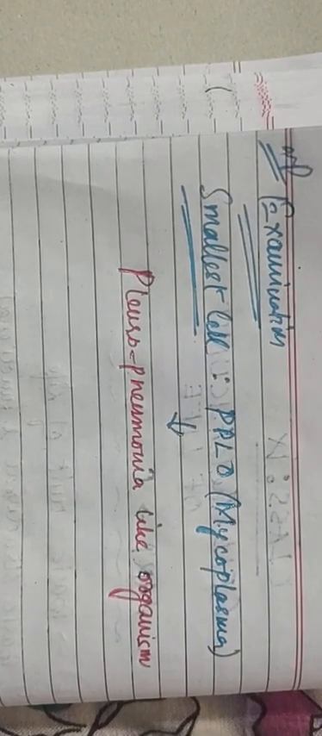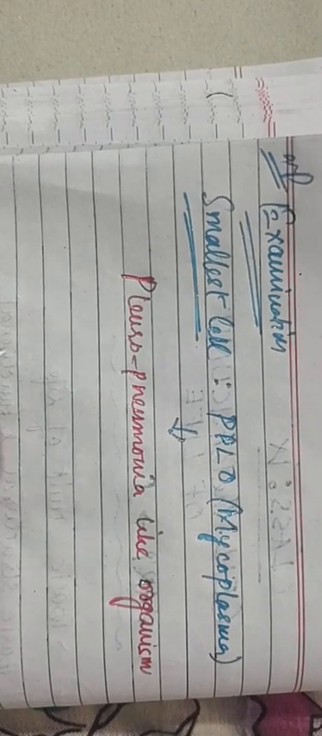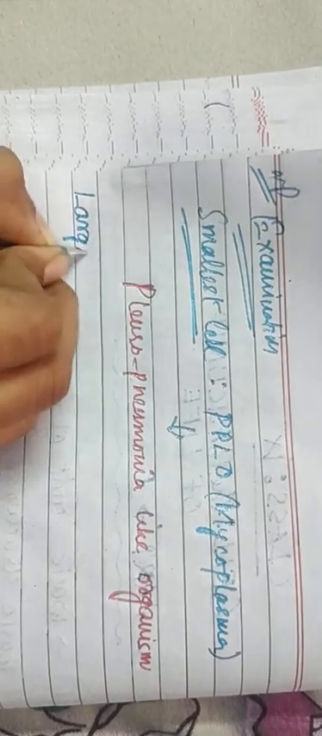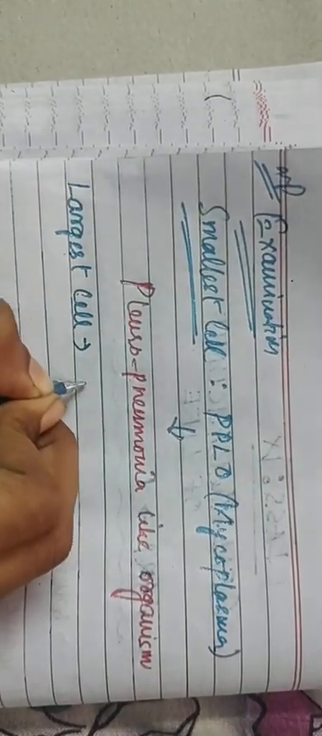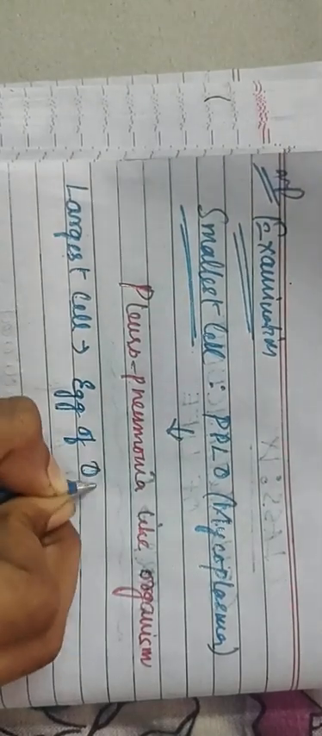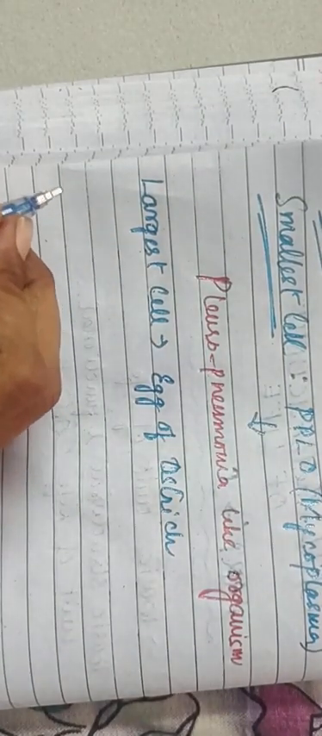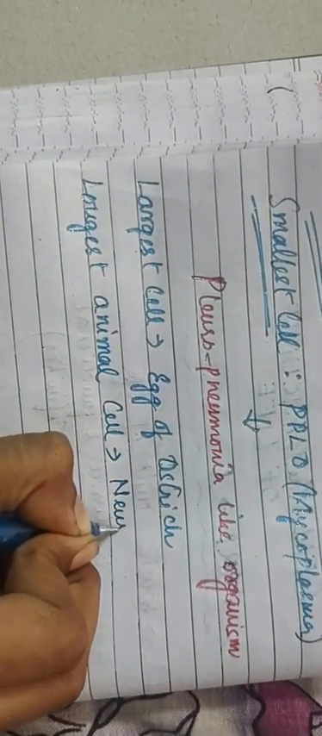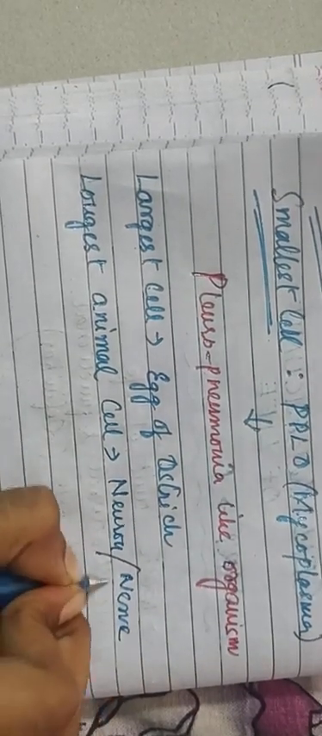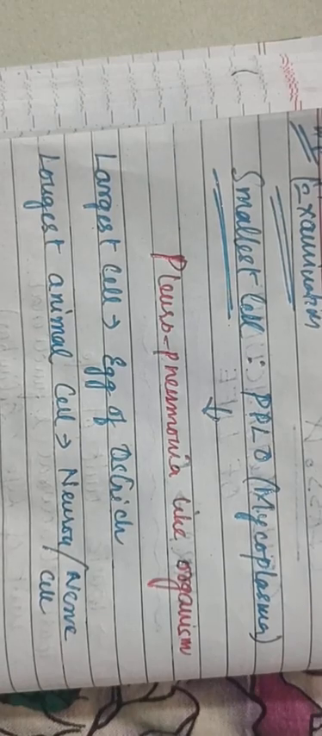Next is the largest cell. Which one is the largest cell in the environment? The largest cell is the egg of the ostrich. Which one is the longest animal cell? The longest animal cell is the neuron or nerve cell. Please remember these three things for your examination: which one is the smallest cell, which one is the largest cell, and which one is the longest animal cell.